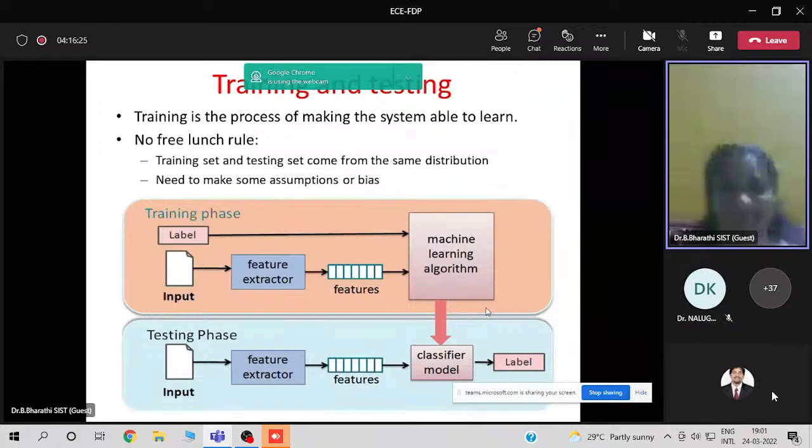Okay, so this is what we call the no free lunch rule. You don't make any assumptions. You don't assume that the system will work like this. You don't introduce any bias, so that the system goes into either an overfitting or an underfitting state. You provide the right amount of data and the right mix of data for the system to learn.